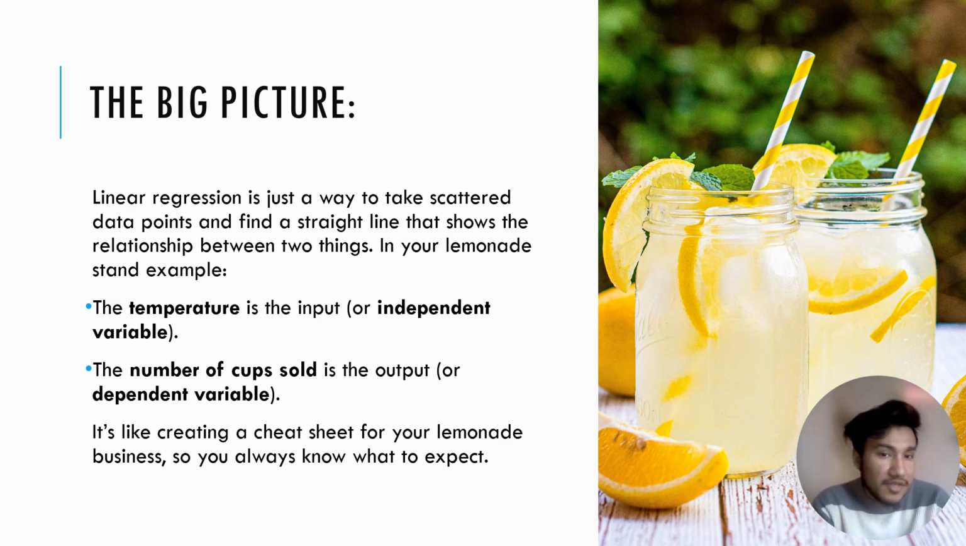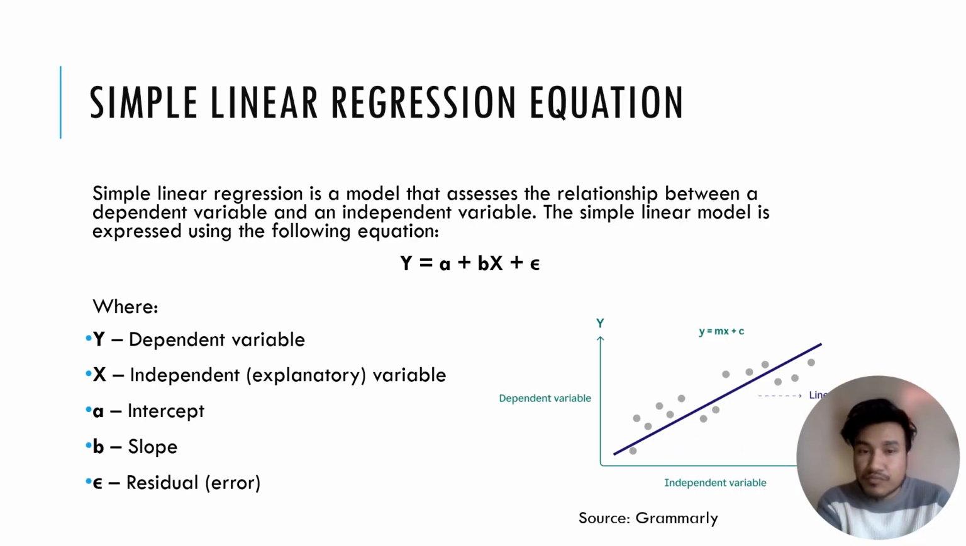So let's go to the bigger picture. Linear regression is just a way to take scattered data points and find a straight line that shows the relationship between two things. In your lemonade stand example, the temperature is the input or independent variable, and the number of cups sold is the output or dependent variable. It's like creating a cheat sheet for your lemonade business so you always know what to expect.